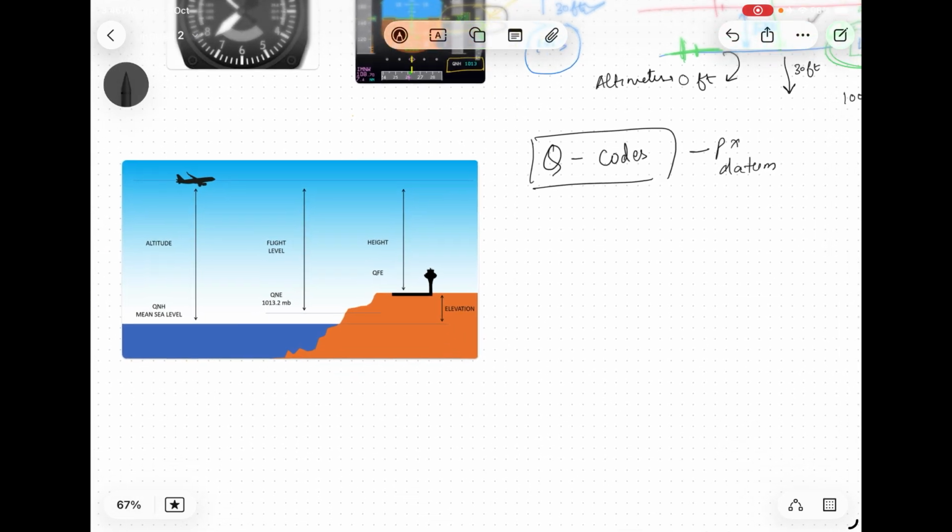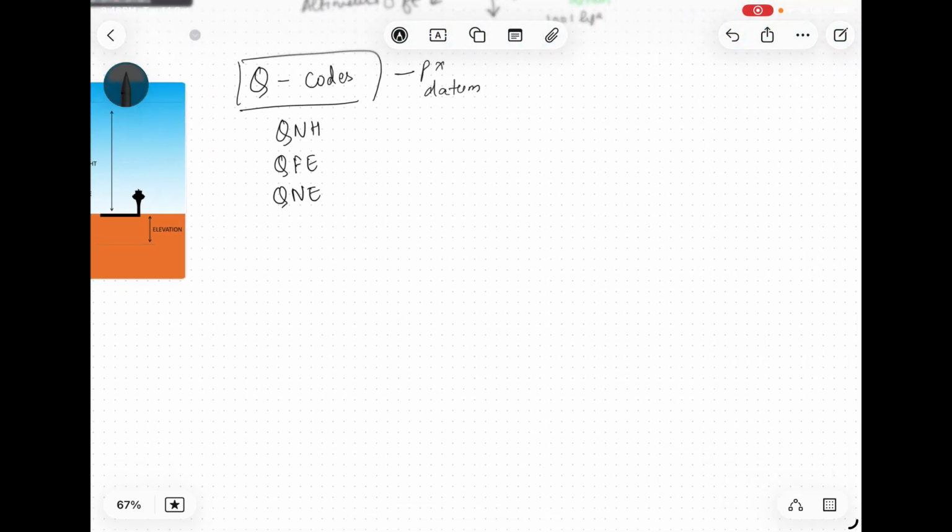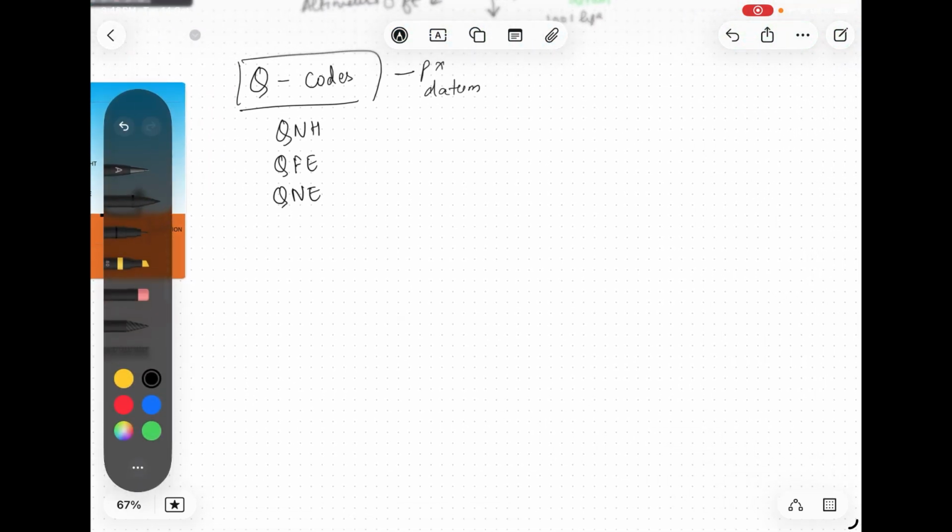There are 3 Q codes that are very, very important: QNH, QFE and QNE. There is no full form. These are just pressure datums that we use. For example, if we are in any city, say XYZ, there is a mean sea level in that city. So this would be QNH.